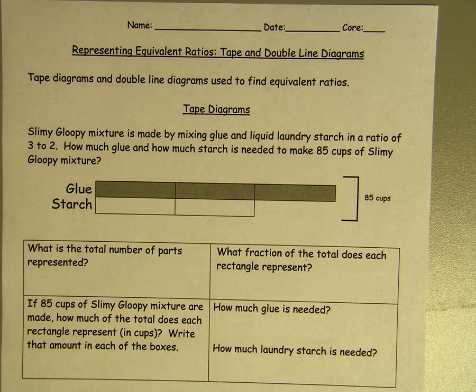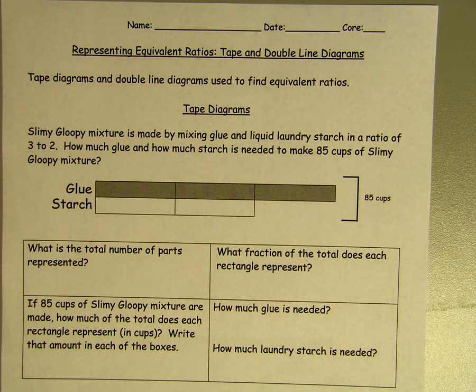There's a lot of notes here for you to copy down. So if you need to, take a moment and pause the video at any point in time, make sure you do that. You can also pre-write these ahead of time and then watch the video so that you can follow along a little bit better. Okay. So tape diagrams and double line diagrams are used to find equivalent ratios. It's just an easy method for you to use.